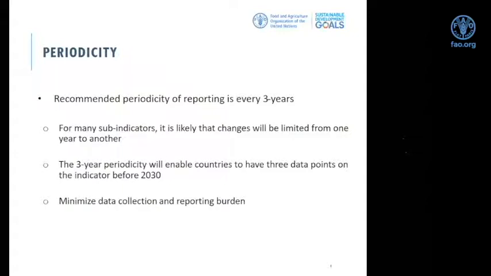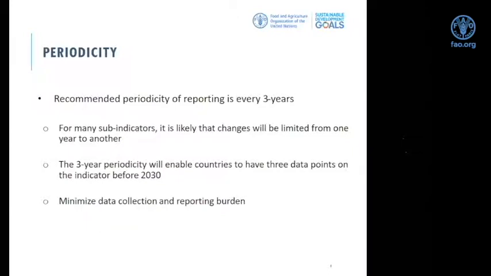The periodicity, or reporting frequency, of the indicator is set at 3 years. SDG 2.4.1 measures progress toward more productive and sustainable agriculture, and countries are already collecting and reporting data on several of the indicators selected as part of the 2.4.1 framework. For many of the sub-indicators that we have selected, it is unlikely that the values would change from one year to another.